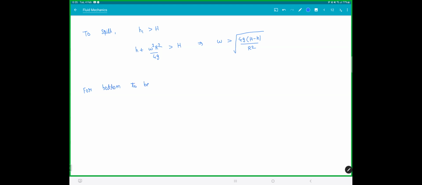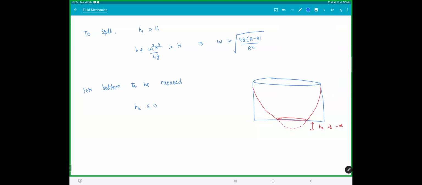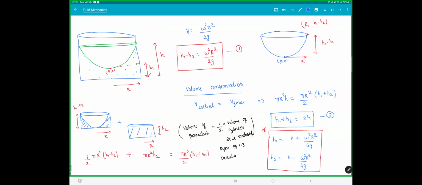For the bottom to be exposed, this is what you are saying: you are rotating so fast that the liquid becomes like this, meaning the parabola is actually going below the surface, so this part is getting exposed. Indirectly, H2 has become negative. So if H2 becomes less than or equal to 0, you will get exposed. So h minus omega square R square by 4G is less than or equal to 0, and omega ka value must be greater than or equal to the square root of 4G h by R square. Is this making sense? Further questions could be asked, but do have a look at the derivation. Again, see, we started from here.